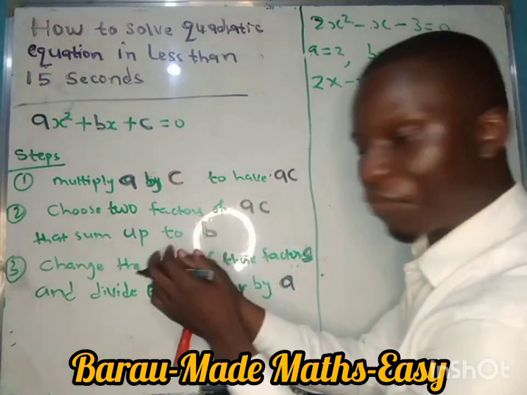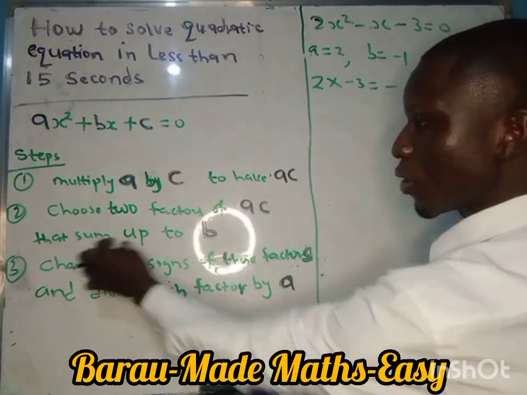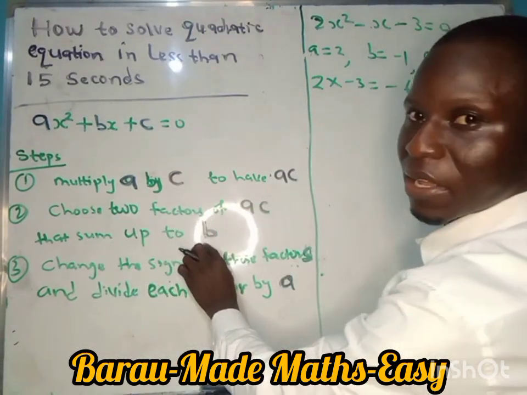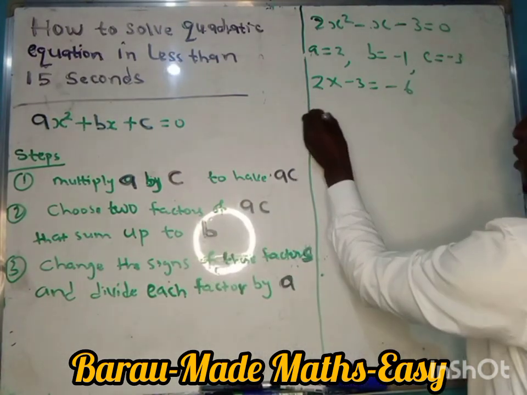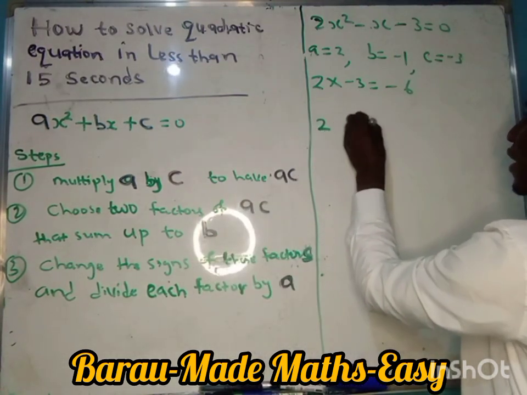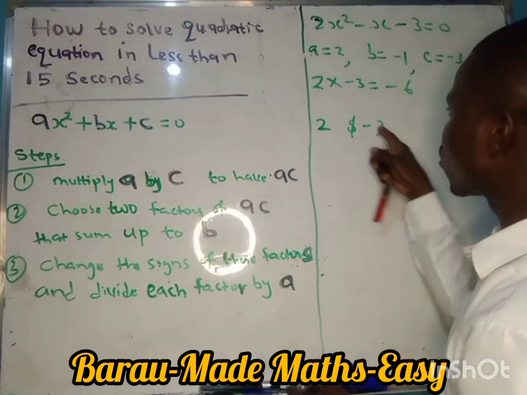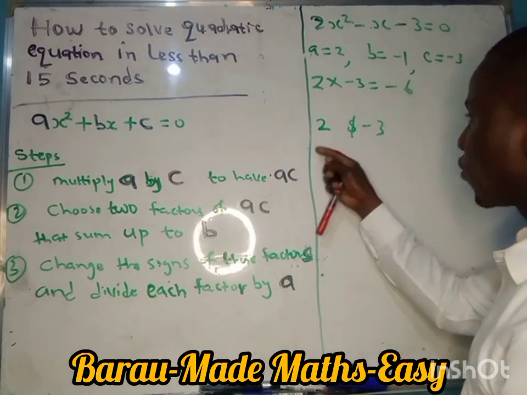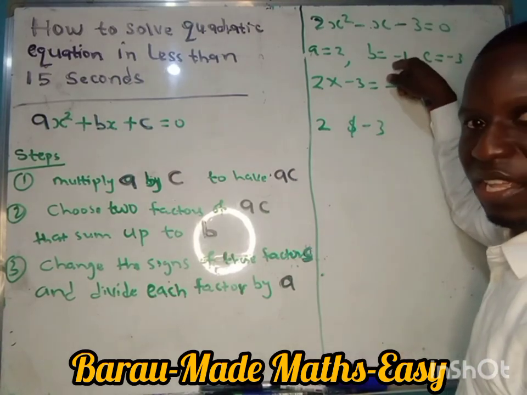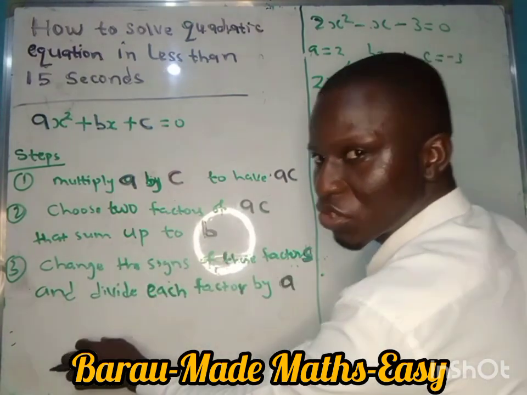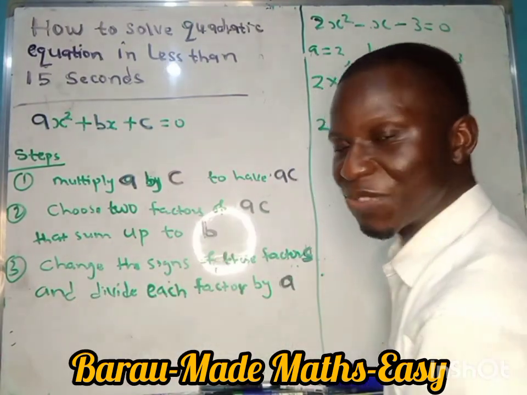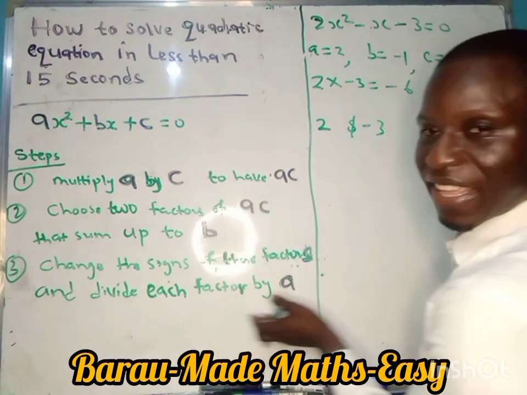Then we'll choose two factors of minus 6 that when we add them together, we'll get our b, which is minus 1. And these two factors are 2 and minus 3. If you multiply 2 by minus 3, you get minus 6. And when you add them together, you get minus 1. So what is the last step? The last step stated that we'll change the sign of these two factors. After changing their signs, we'll divide each of them by our a.